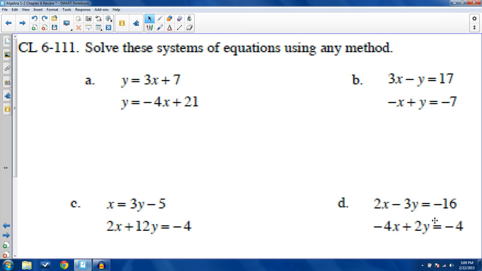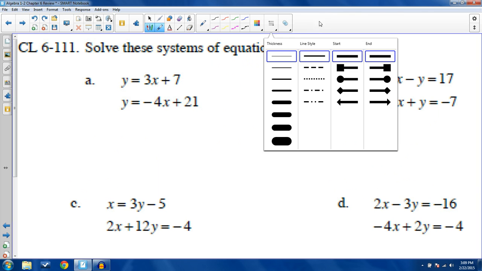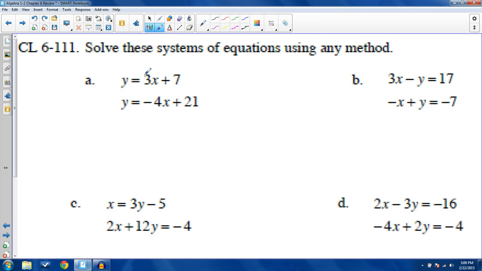The very first one, A, y equals this, y equals that. This is perfect for equal values method. Even if you had no idea what equal values method was, make sure that you do understand what substitution method is. If y equals 3x plus 7, and you're trying to find the xy value, the point of intersection for both of these guys, then you could substitute 3x plus 7 in for y in the other equation. Equal values method is a specific type of substitution method, and I am substituting that. And voila, there's my first step in equal values method.